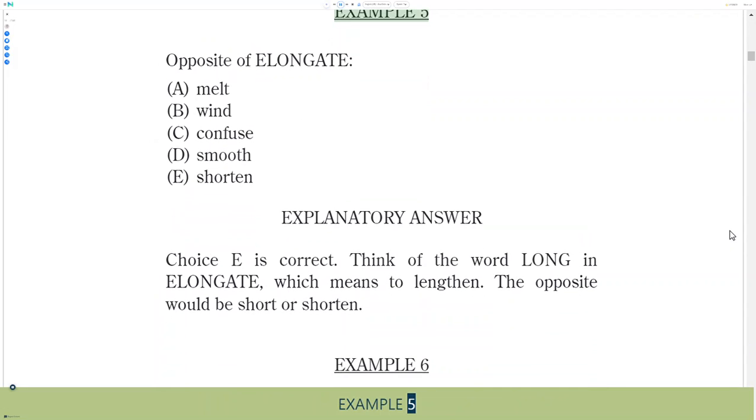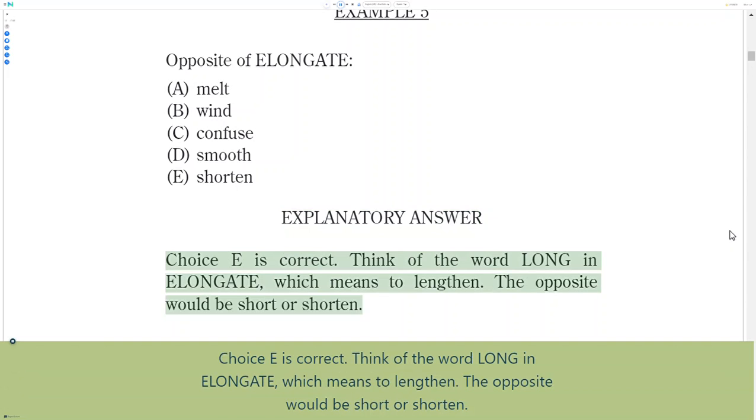Example 5. Opposite of elongate. A. Melt. B. Wind. C. Confuse. D. Smooth. E. Shorten. Explanatory answer. Choice E is correct. Think of the word long in elongate, which means to lengthen. The opposite would be short or shorten.